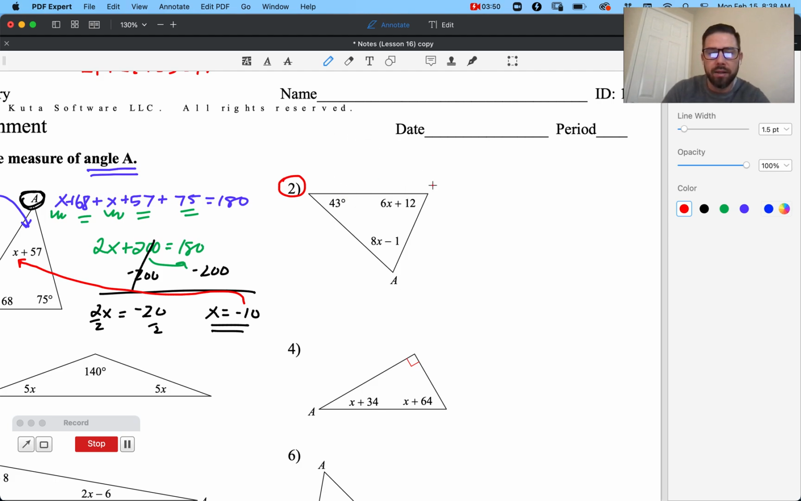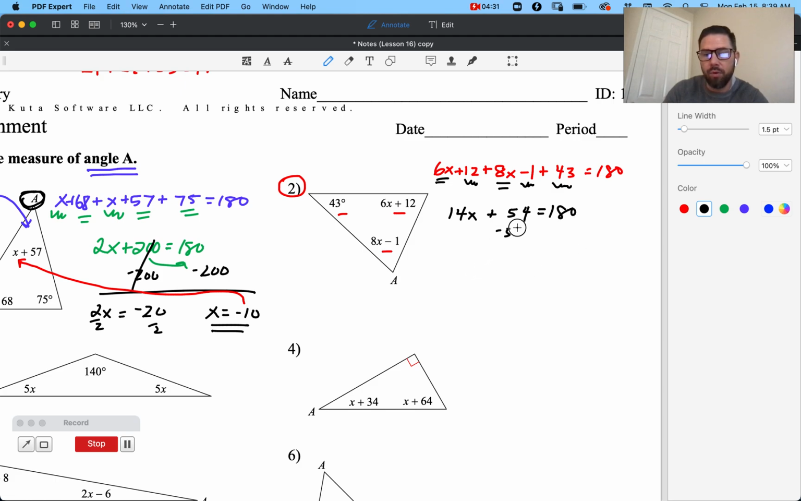Let's do number 2 together, and then we can do a couple practice problems, and we'll call it a day. Let's add these: 6x plus 12 plus 8x minus 1 plus 43. All we're doing is adding all 3 angles and setting them equal to 180. We combine like terms. 6x and 8x is 14x. We have 12 minus 1 plus 43, and I think that's plus 54, equals 180. That's what I think.